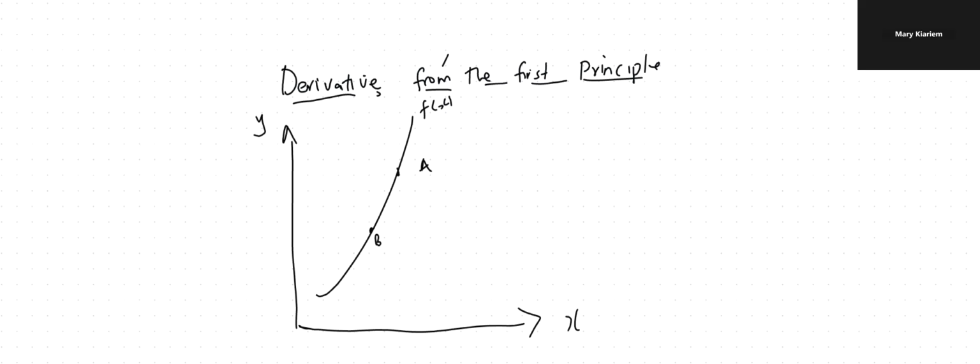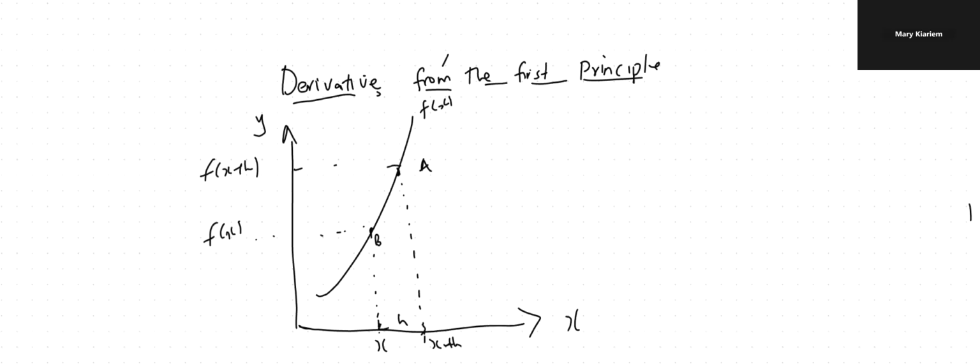So this point B here corresponds to a point x on the x-axis, and this point A here corresponds to a point x plus h on the x-axis. So that the difference between x and x plus h is simply this h. On the vertical axis, this point A corresponds to f of x plus h, and this point B here will correspond to f of x on the vertical axis.